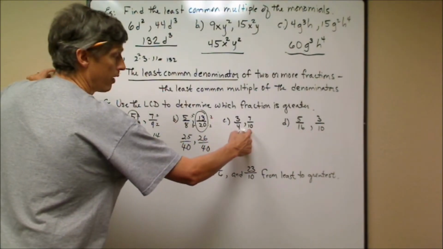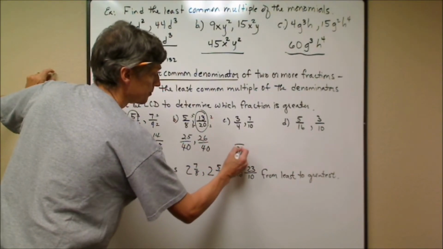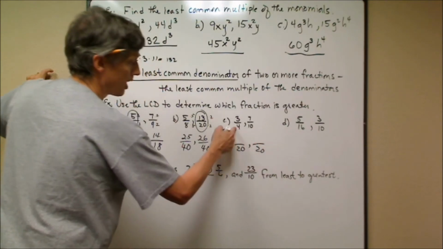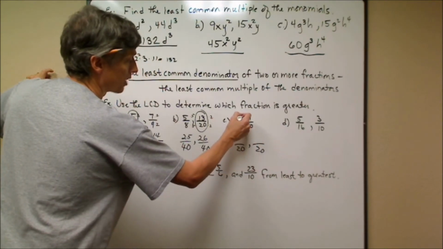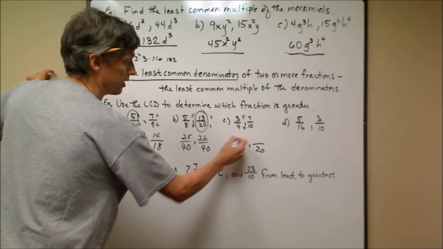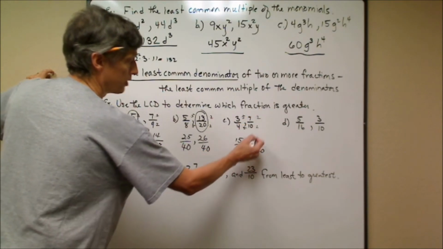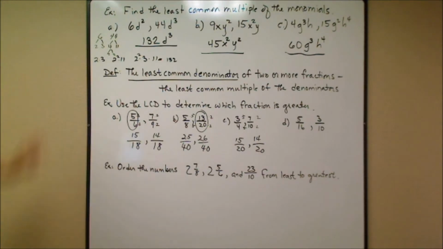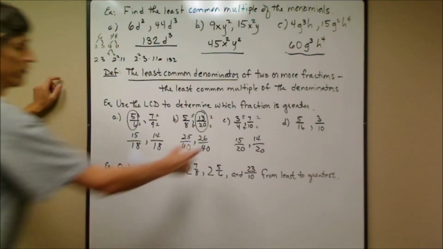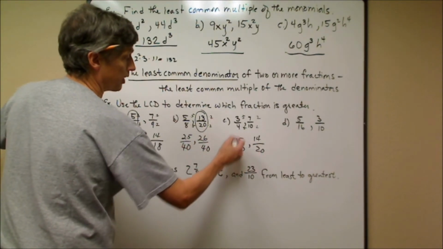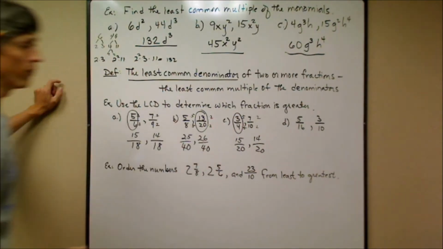All right, a 4 and a 10, I'm thinking 20. Times 5 makes that a 20, so times the top by 5 is 15, 3 times 5. Times 2 gives me 20, so times the top by 2, that's 14. Well, 15 is greater than 14, so 15/20ths is greater than 14/20ths, and that's my answer right there, 3/4.